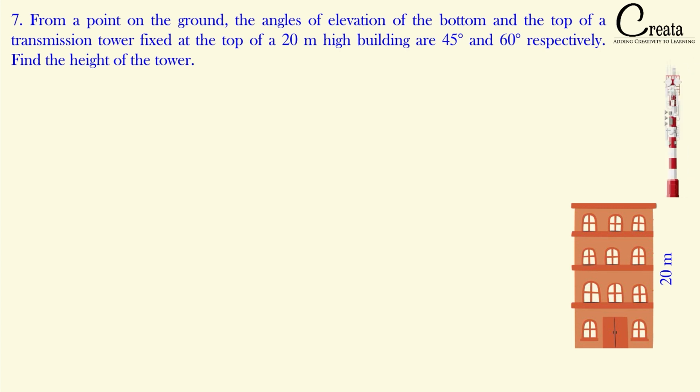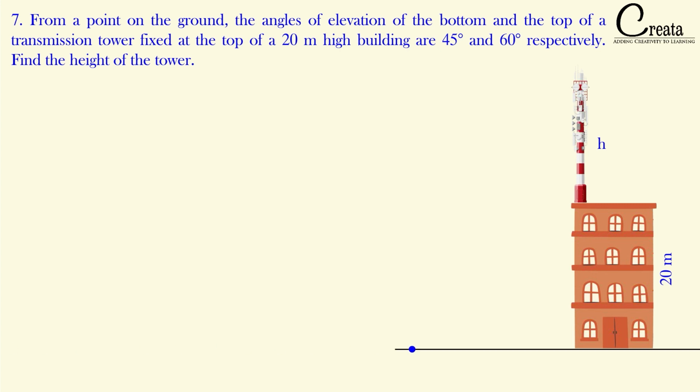Above this building, a transmission tower is fixed. This is the transmission tower. Let's assume the height of the tower as h, and in this question we have to find the height of this transmission tower. Further, it is given that from a fixed point on the ground, the angle of elevation of the bottom and the top of the transmission tower are 45 degree and 60 degree respectively. It means from this point we are looking at the bottom of the transmission tower and at the top of the transmission tower. The angle formed when we are looking at the bottom of the transmission tower is 45 degree, and when we are looking at the top of the transmission tower, the angle formed is 60 degree.